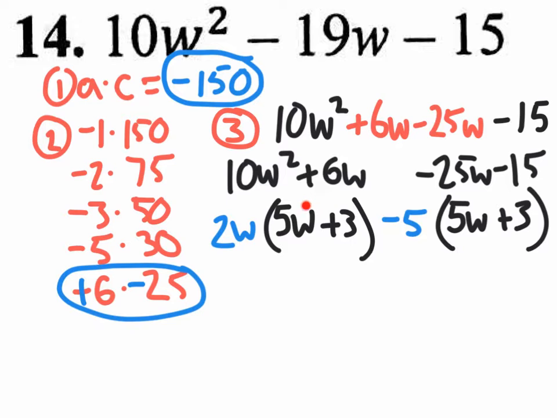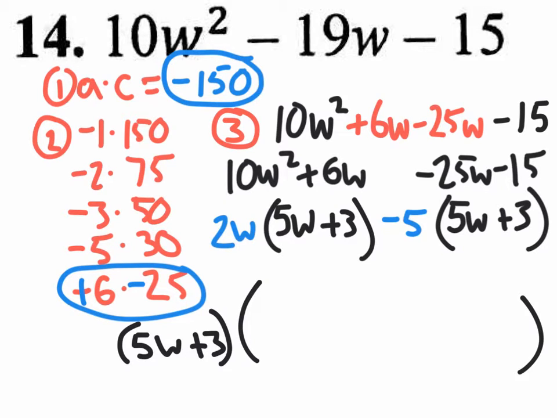So the 5w plus 3 that's in the first group and the 5w plus 3 that's in the second group, I'm going to pull out and write it right in the front. Since I don't have that much space, I'm going to write it down here. 5w plus 3. Now, what's going to be left on the inside of the parentheses if I pull out the binomial here in front? The 2w is going to come down and the minus 5 is going to come down. So you have 2w minus 5. Ladies and gentlemen, we have factored.